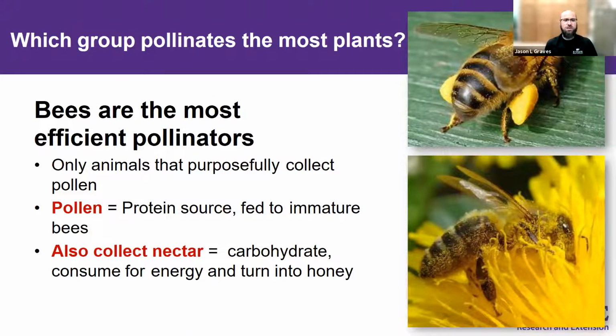When we talk about bees, they really are the most efficient pollinators simply because they're the only animals that purposefully collect pollen. That pollen is used by bees as a protein source to reproduce, fed to the immature bees. That's what makes them really good pollinators, because they are in search of and collecting pollen. In that process, they're moving the pollen across those flowers. And of course, they're also collecting nectar. We're going to hit on that as well as we delve into what makes a pollinator-friendly flower.